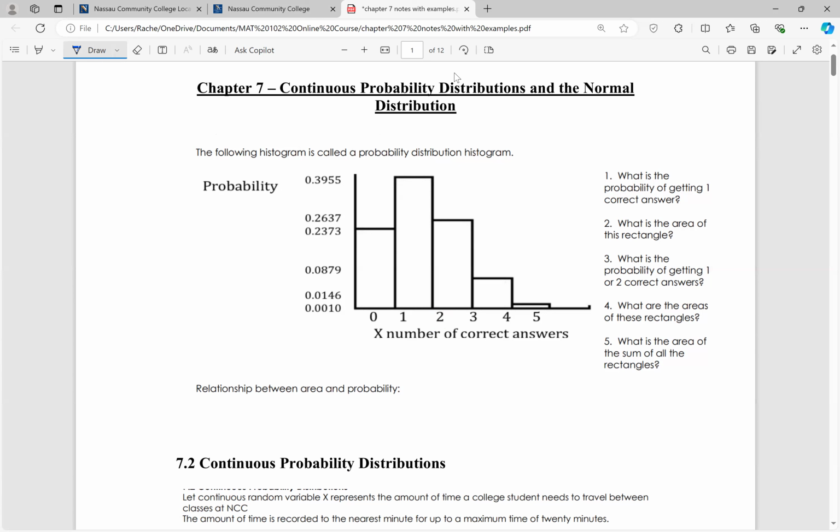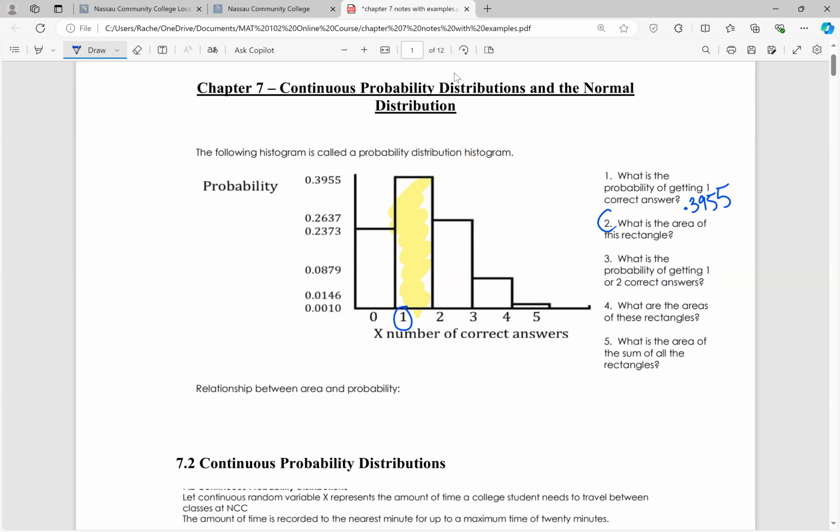So let's answer the first question. The first question says, what is the probability of getting one correct answer? So if we look at X, the number of correct answers on the bottom, if we look at 1, we're going to see, if we shade this rectangle, that the height is 0.3955. So that's going to be the probability of getting one correct answer. 0.3955. No big deal, right? We've read and looked at these discrete probability distributions before.